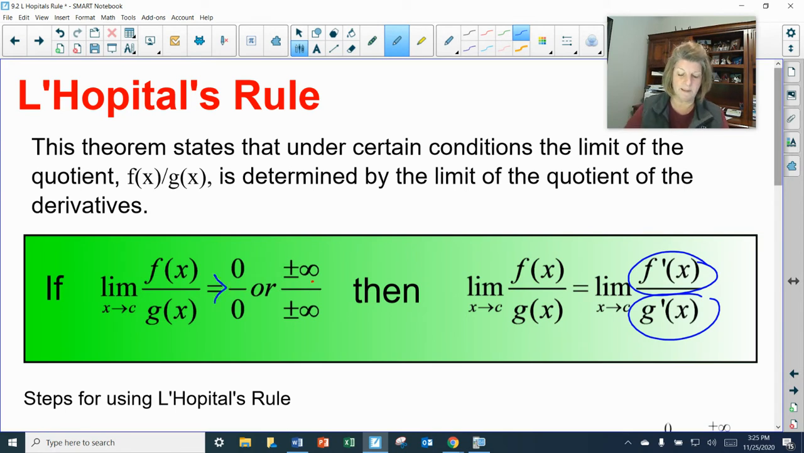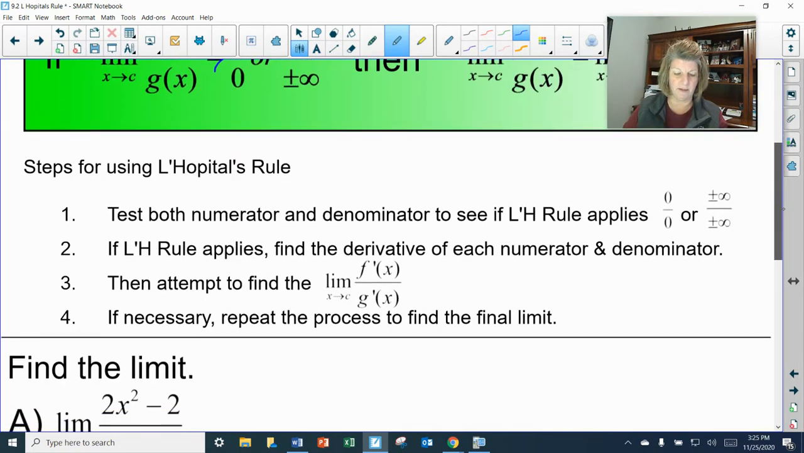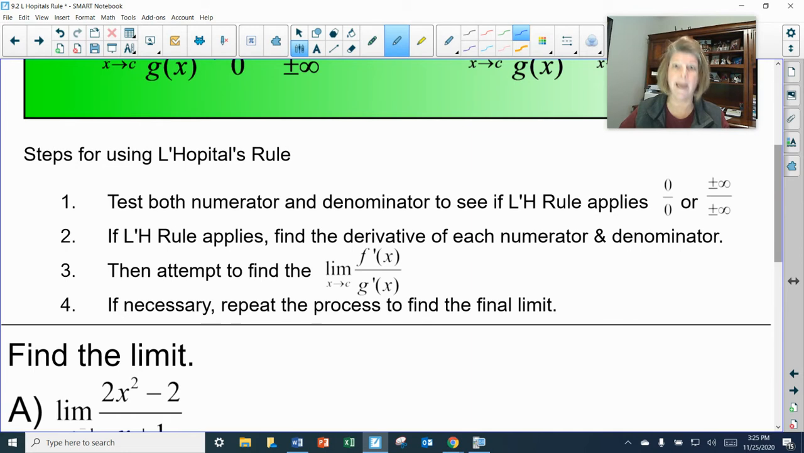I wrote equals, but let's just say that they tend to go to 0 over 0, because we shouldn't really say they're equal. And if you say they're equal on the AP test, they get really angry.